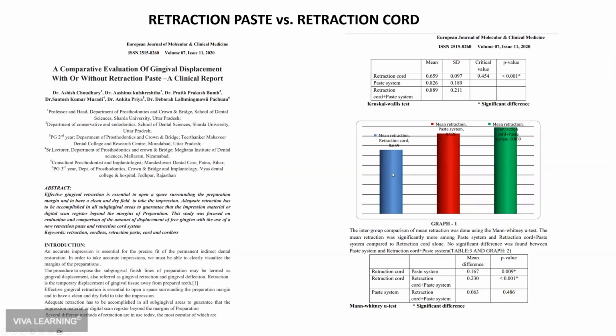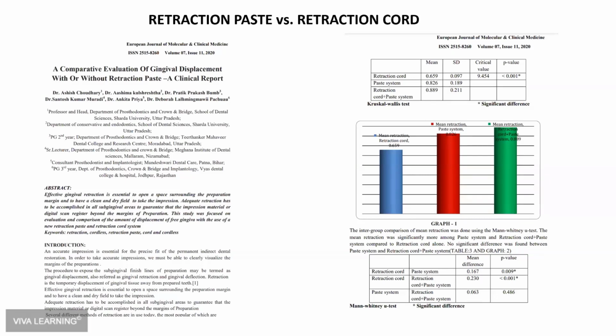is the average amount of retraction that a retraction cord will give you, and it's around 0.65 millimeters. When you are using the retraction paste alone, you'll have around 0.8, which is huge. Actually, in reality, the retraction paste will give you a better retraction than the retraction cord.